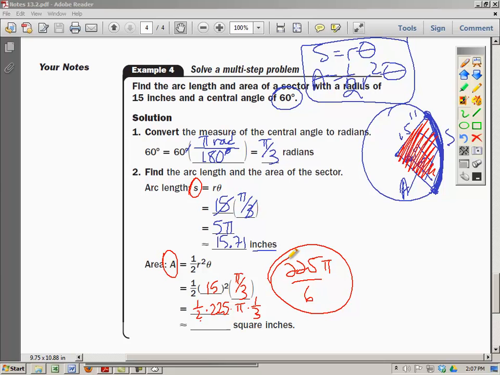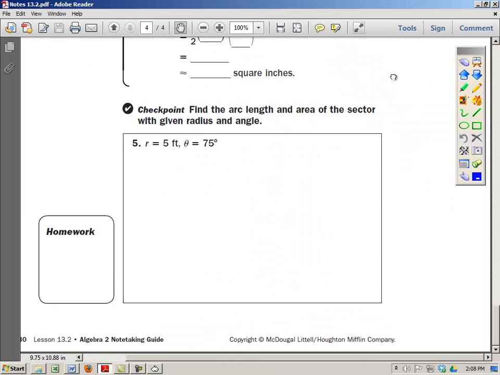The bottom line is that's the exact answer. This is in square inches, but to say 225 pi over 6 square inches doesn't make a lot of sense. So I'm going to go ahead and do the multiplication in my calculator. It's 117.81 square inches. Remember, area should be given in square inches, and length should be given in just inches. One checkpoint for you to try in the end. Go ahead and try that last checkpoint problem. We'll be right back with a solution.